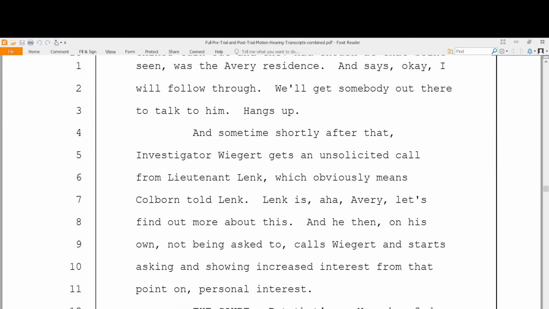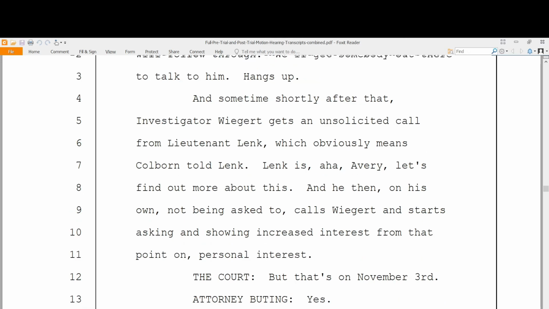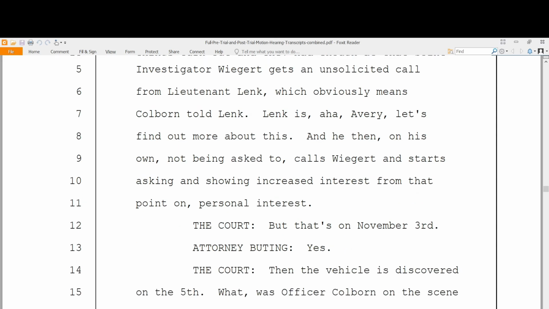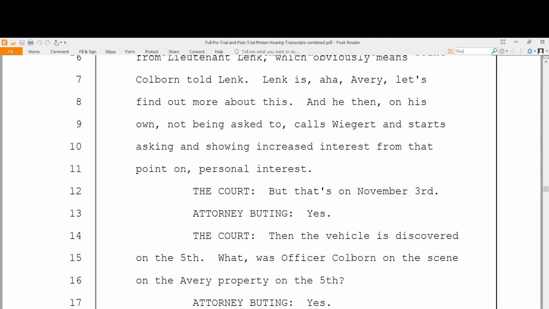Hangs up. And sometime shortly after that, Investigator Wiegert gets an unsolicited call from Lieutenant Lenk, which obviously means Colborn told Lenk. Lenk is, aha, Avery, let's go find out more about this. And then he, on his own, not being asked to, calls Wiegert and starts asking and showing increased interest from that point on, personal interest.